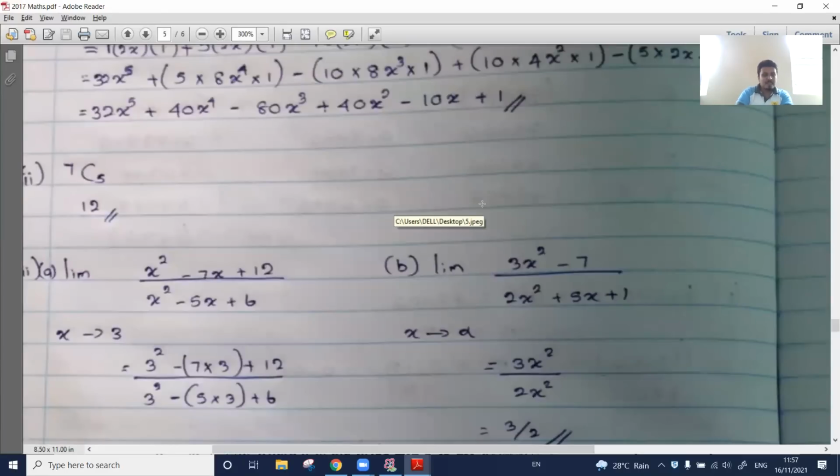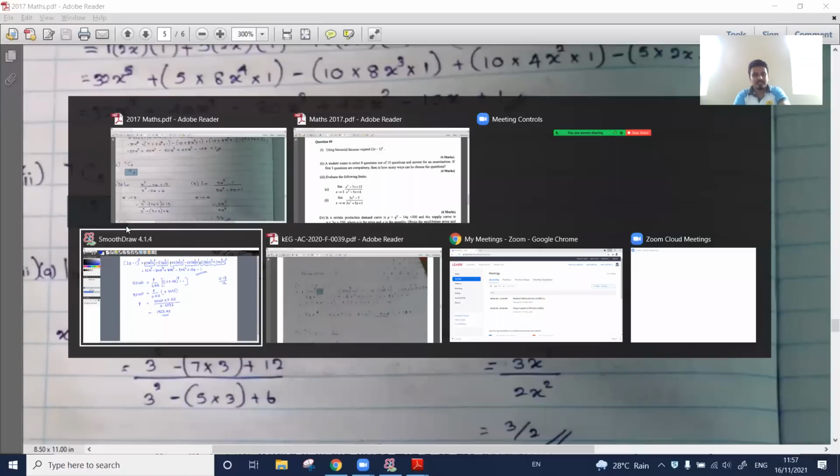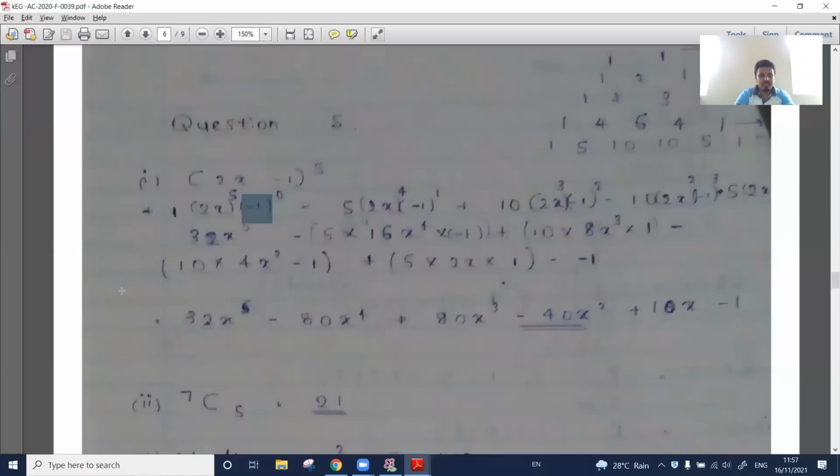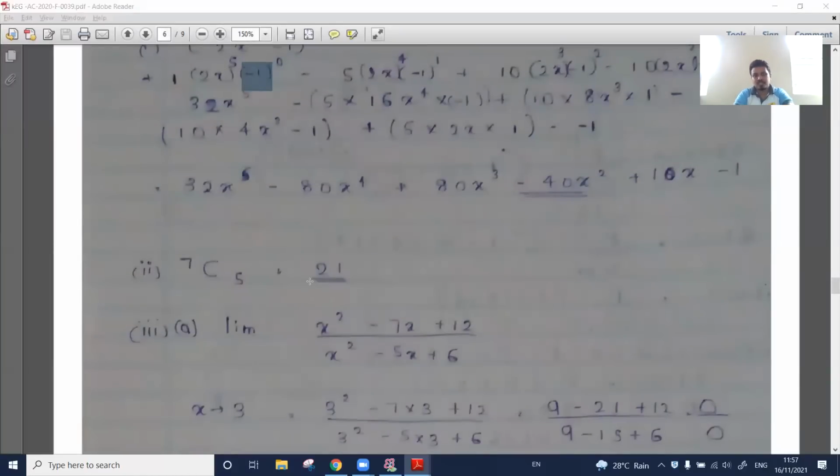See again, right? You know how to get this answer. You know all the things, but when it comes to the final answer, this is wrong. 7C5, it should be 21, isn't it? These are the exact mistakes you make in the exam. Yes, it is 21.